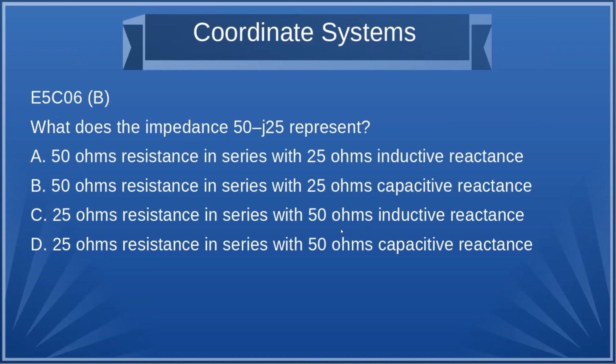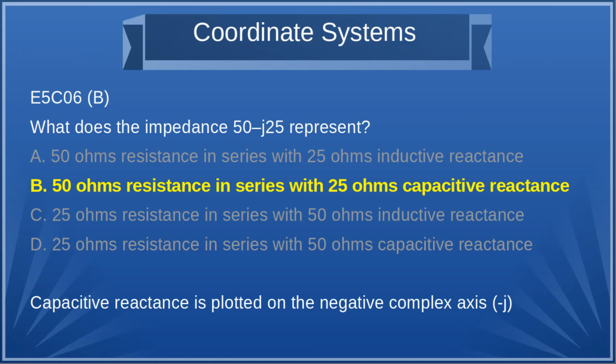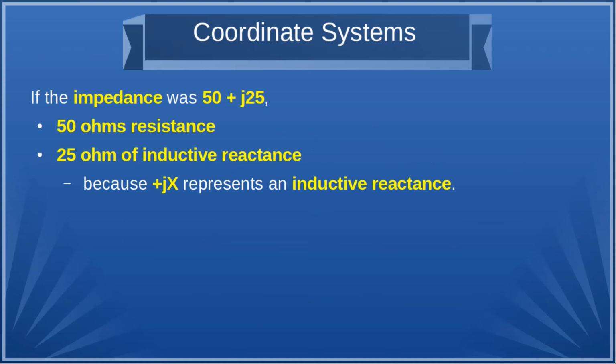What does the impedance 50 minus J25 represent? You throw two of them out right away. It's 50 ohms, and the imaginary part is minus 25, so it's negative. So it's capacitive, so it would be B. If the impedance was 50 plus J25, it would have been 50 ohms and 25 ohms of inductive reactance.